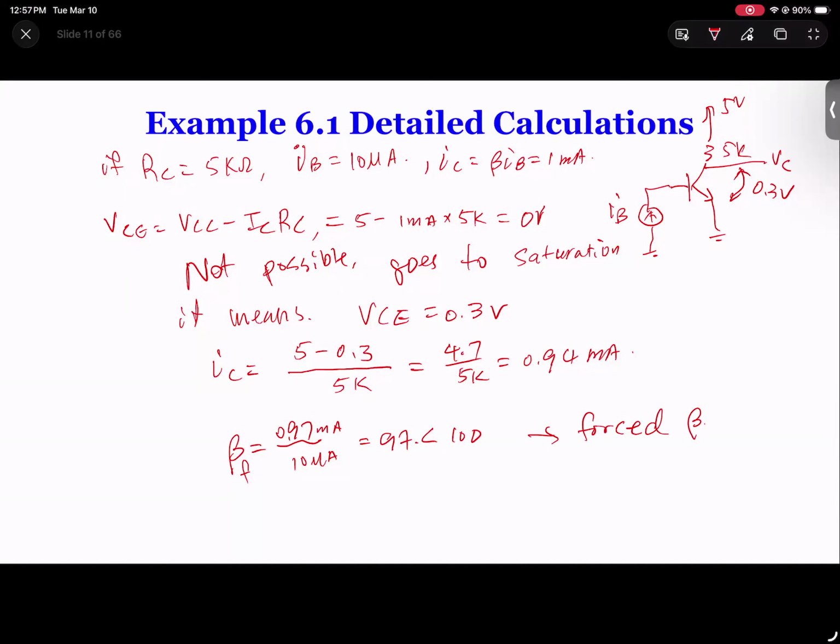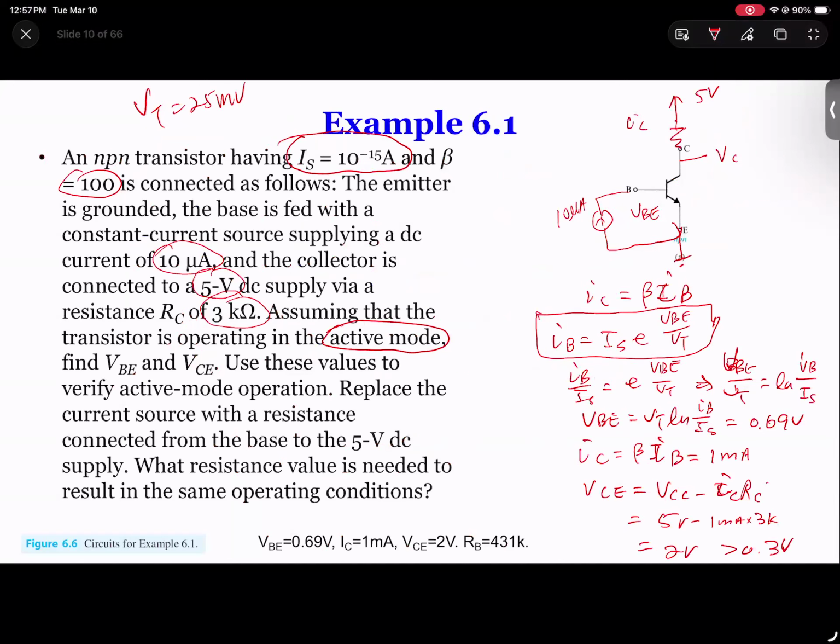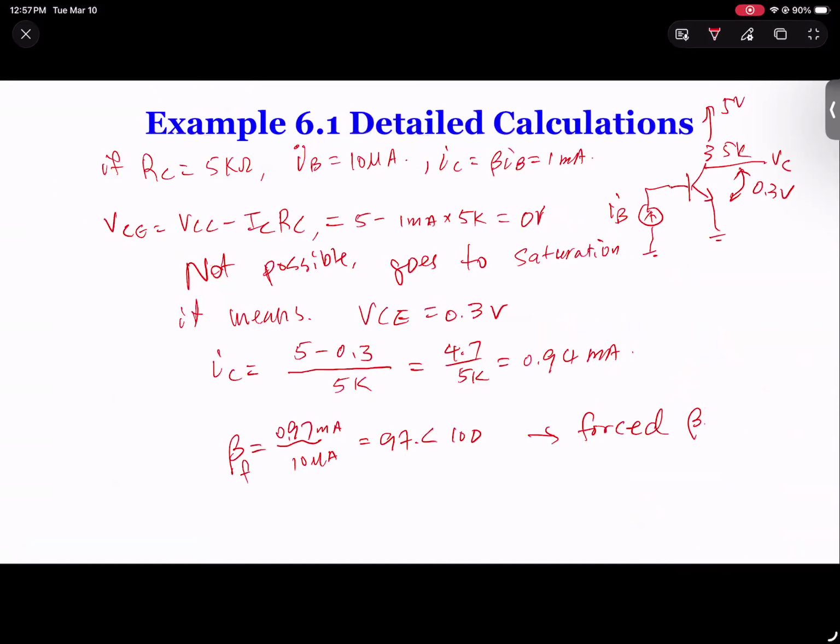But if you look at the example that was given to you, it asks what resistance value is needed to result in the same, and so on. Replace the current source with a resistance connected from base. Oh, that's a different one. But if we increase RC, if it starts at 5K, we set it to 10K. You know what happens now?